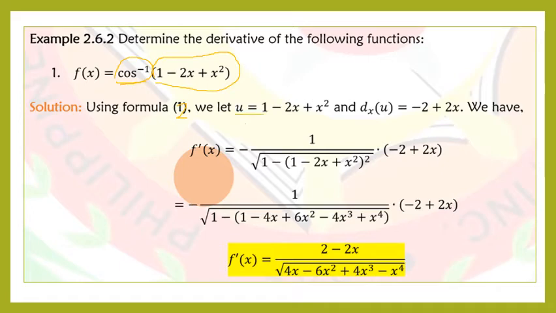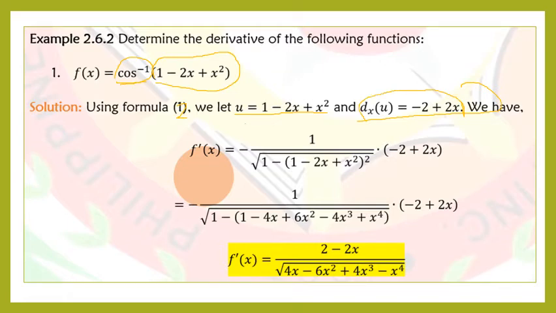And then, kunin na natin yung derivative nito para diretso na tayong mag-substitute mamaya sa formula. So, let u is equal to 1 minus 2x plus x squared. Ang derivative ni 1 minus 2x plus x squared is d sub x of u is equal to negative 2 kasi ang derivative ni 1 is 0 naman. Derivative ni negative 2x is negative 2 and then derivative ni x squared is 2x. So, ito yung ipapalit natin doon sa formula, right after doon sa d sub x of u.